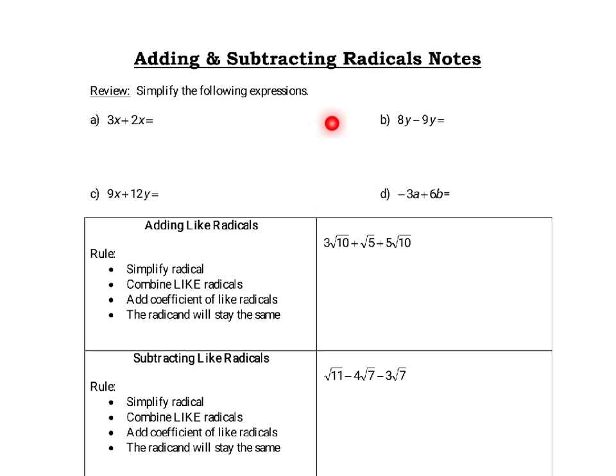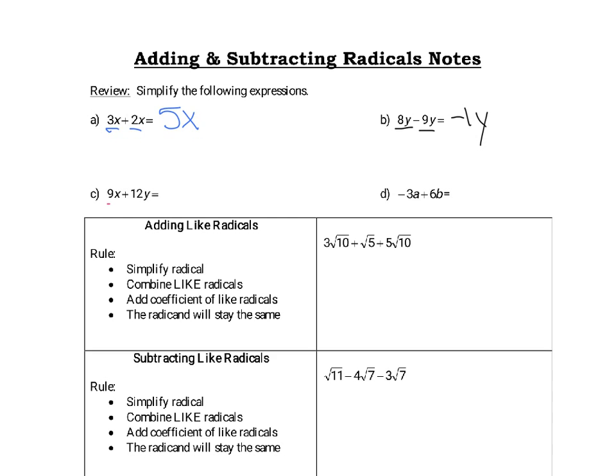So let's just do a quick little review of simplifying the following expressions, basically combining like terms. So we have here 3x plus 2x. Notice they both have the value of x, so I can actually combine these, and 3 plus 2 gives me 5x. B, 8y minus 9y. Notice they both have y values, so therefore I can combine them, and 8 take away 9 leaves me with negative 1y, or just negative y.